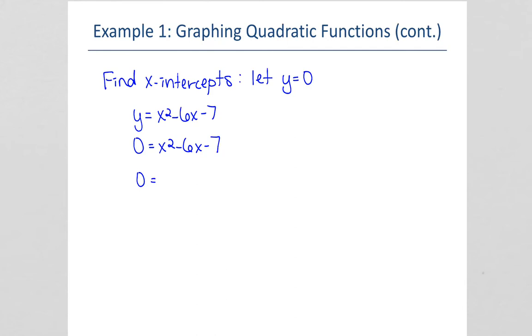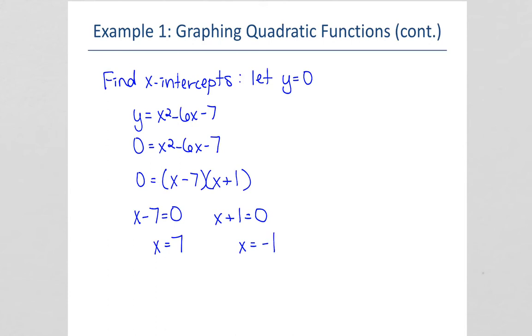So, ask ourselves what will multiply to give us -7 that'll add to give us -6. -7 and +1. So we set each of these equal to 0 and solve for x. So add 7 to both sides. And then over here subtract 1 from both sides. So your x-intercepts are 7, 0 and -1, 0.